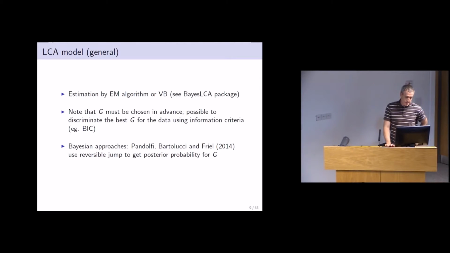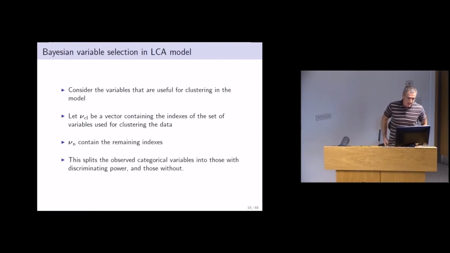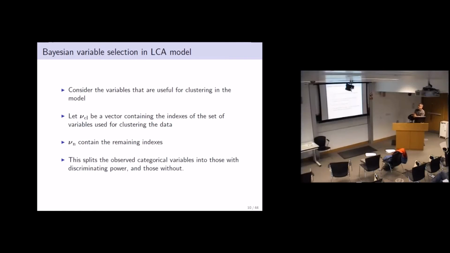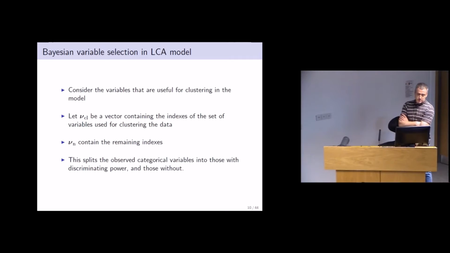Now we're going to be taking a Bayesian approach to fitting latent class analysis models, but we also want to do variable selection. So what we're going to do is partition the variables in our model into 2 sets. We're going to say that some variables are useful for clustering and some variables are not useful for clustering. So ν_CL is the index of all the variables that are useful for clustering, and ν_N are all the variables that are not useful for clustering. So we're just partitioning the variables. These ones are good for clustering, these ones are not.